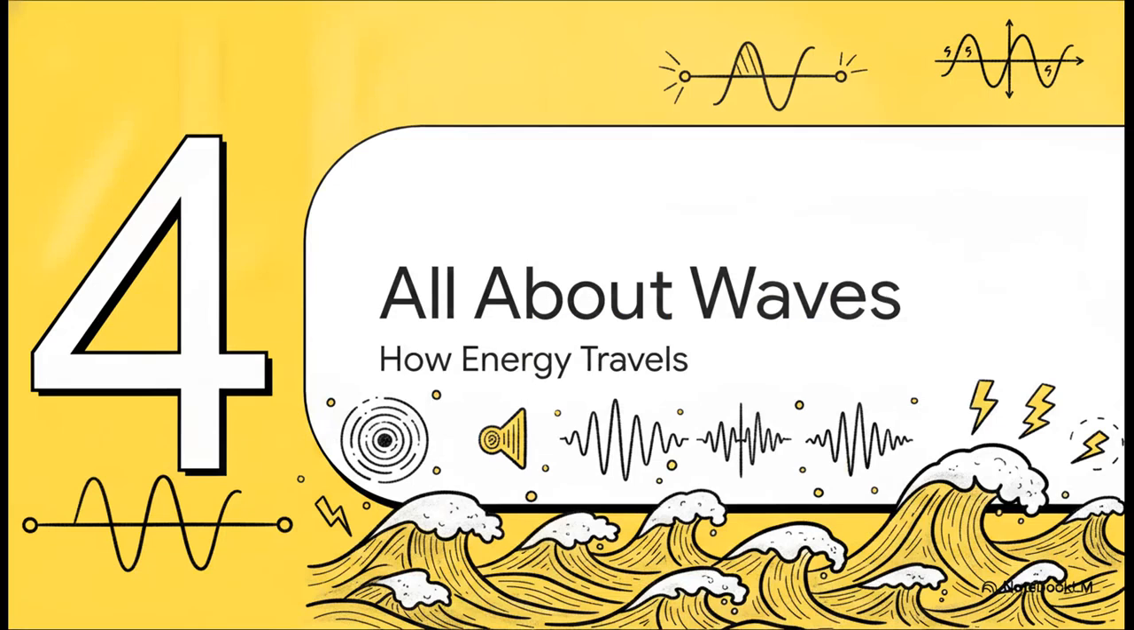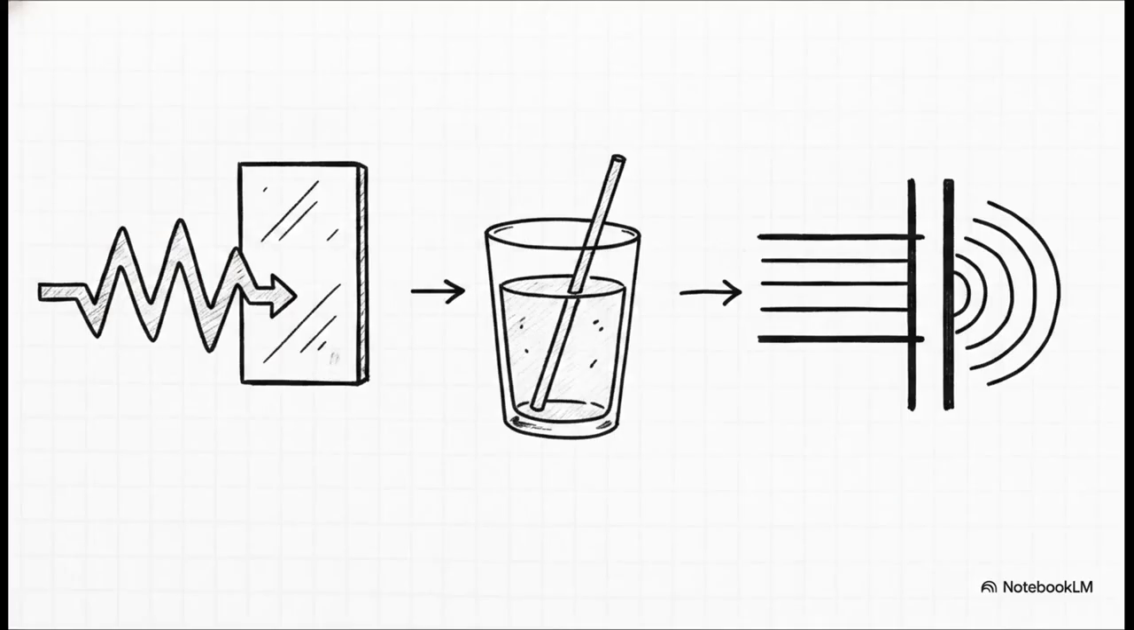All right, Section 4, all about waves. Let's do a rapid-fire review of the 3 main ways waves interact. First, reflection, which is all about bouncing, kind of like light bouncing off a mirror. Then there's refraction, which is bending.